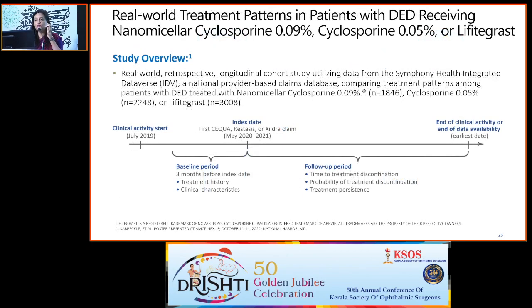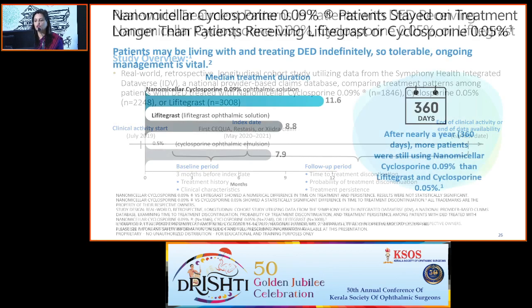Now, this is the real-world treatment in patients with dry eye disease. How did they arrive at it? They went to all the insurance companies. In India, this treatment is not covered by insurance, or these drugs may not be covered. But this was a study in the US, where drugs are covered by insurance. And they wanted to know how many patients were on cyclosporin 0.09, 0.05 or Lifitegrast. What was the discontinuation, time to treatment and discontinuation of these?